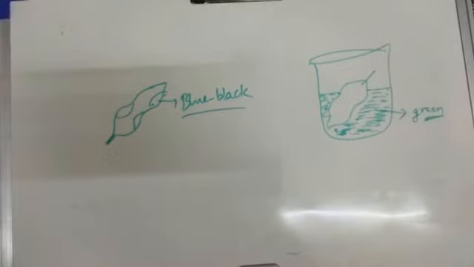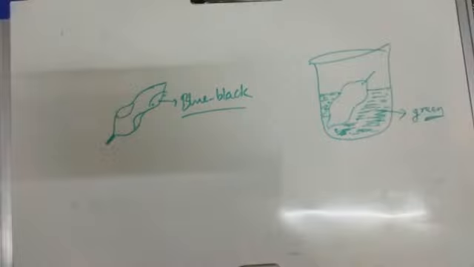Why only in the green color area? Because photosynthesis requires chlorophyll. The green color area contains chlorophyll. Right? With this experiment, it is proved that chlorophyll is essential for photosynthesis. Right.